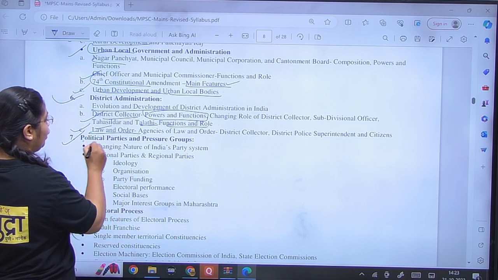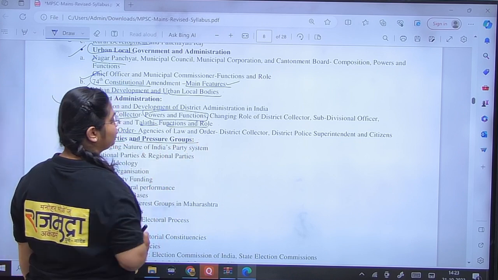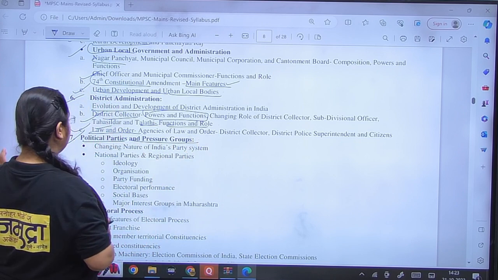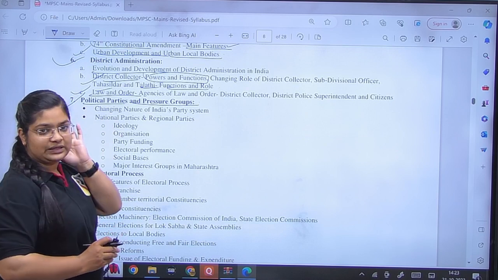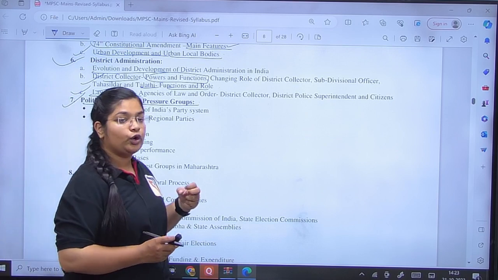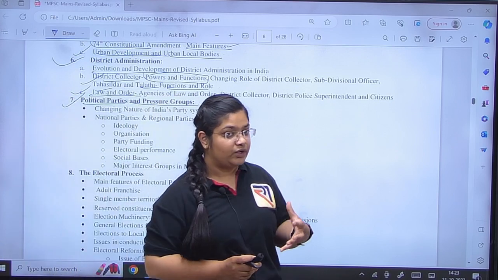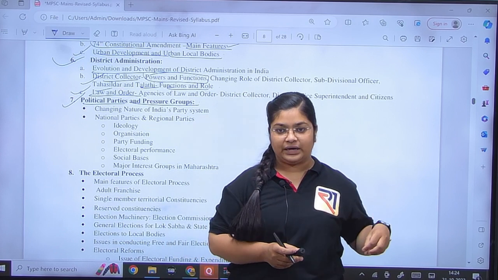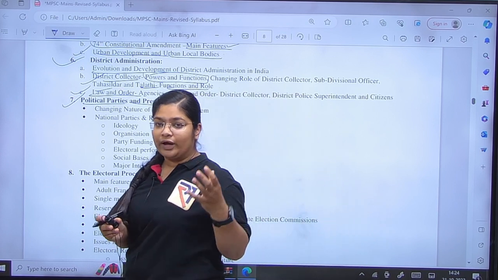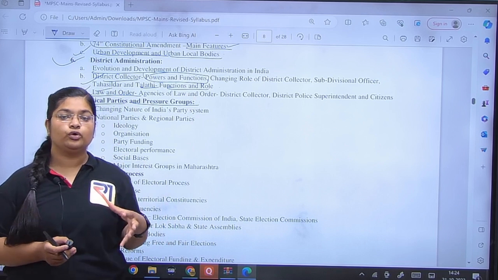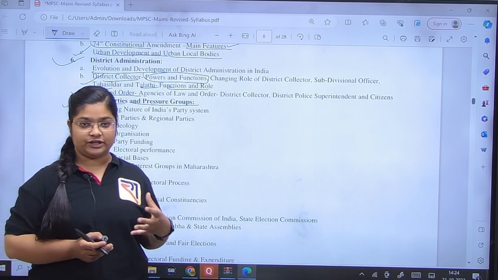Next point is political parties and pressure groups, okay. Changing nature of India's party system. We have seen a lot of evolution in India's political system or political parties from one party dominated system to coalition government. We have seen everything, okay.